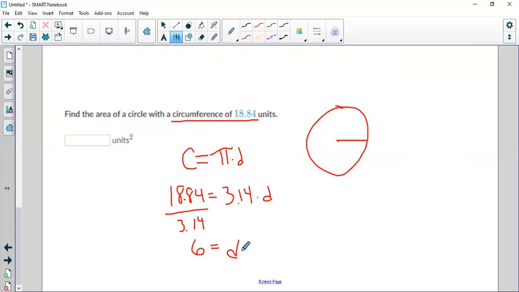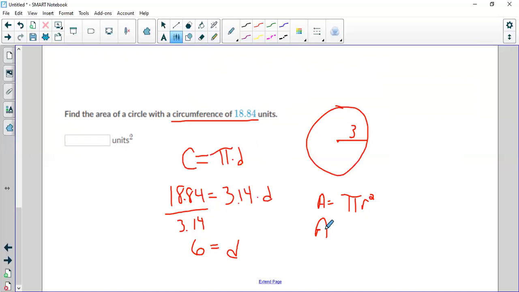Diameter is not part of my area formula. Area is pi times radius squared. Well, if diameter is 6 all the way across, radius halfway across is only 3. Now this number goes into this formula. So I had to work out a formula to find diameter, change diameter into radius, and now take radius and put it into my area formula.